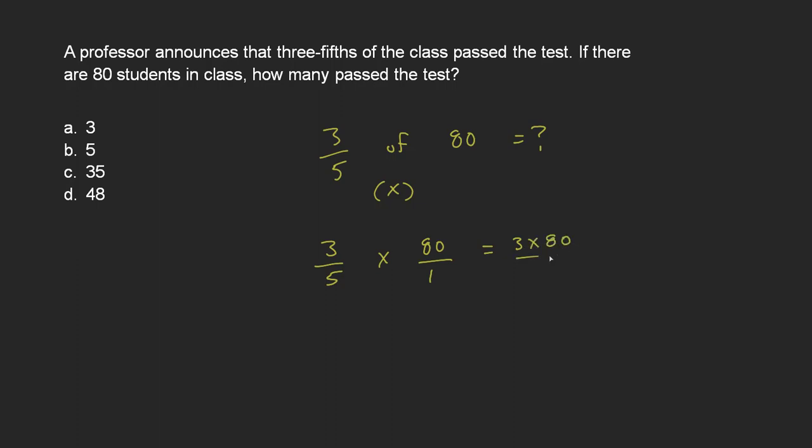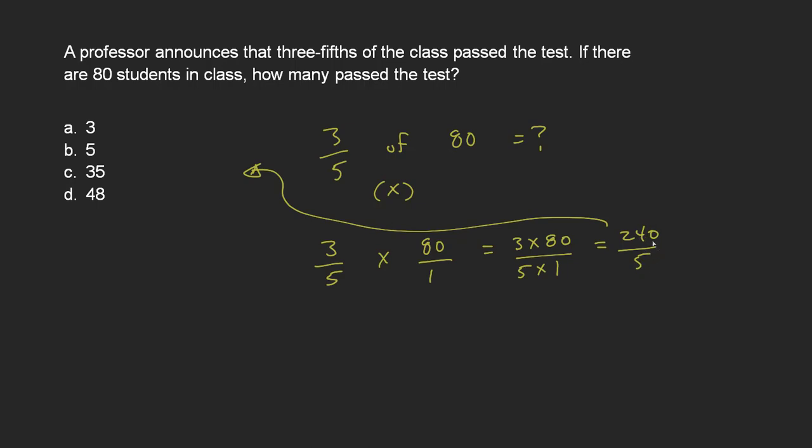So 3 times 80 over the bottoms, multiplied as well, 5 times 1. 3 times 80 is 240. 5 times 1 is 5. So now I have my answer. But you can see that this answer doesn't look the same as any of these. That's because I don't have this simplified.